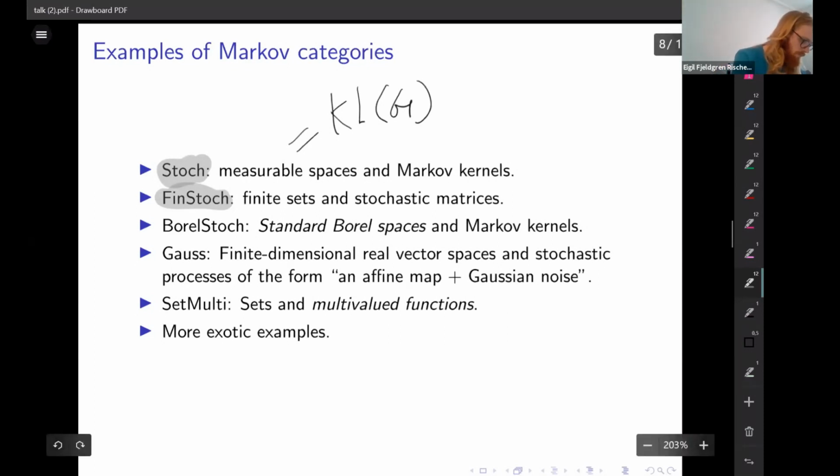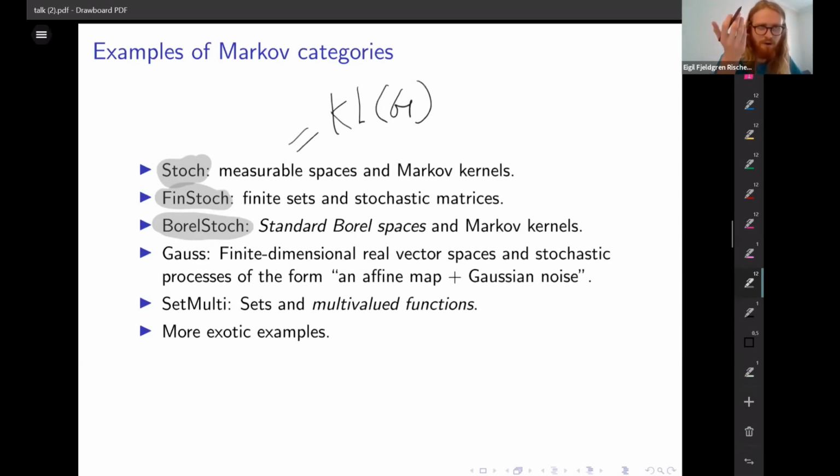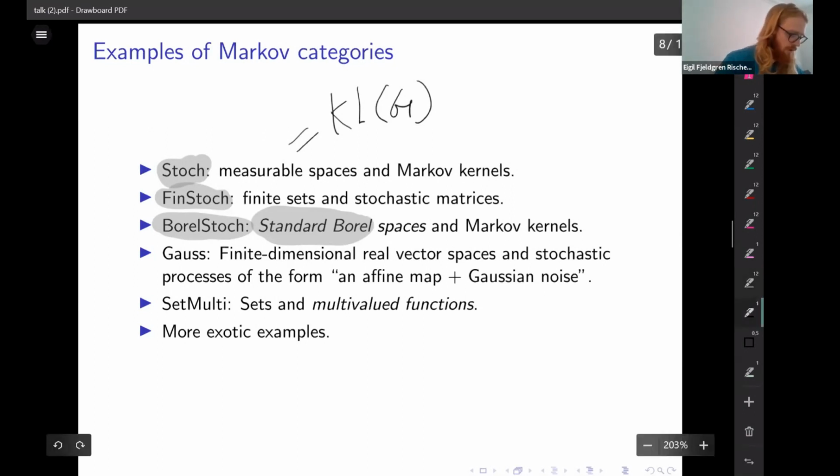All right, so then a slightly weirder example, or maybe less familiar, at least in this context, is this thing called BorelStoch, which is the category, again, of measurable spaces and Markov kernels, but here we only consider spaces that are so-called standard Borel, which is a nice class of measurable spaces that's closed under almost everything you'd want to do, and also has good theoretical properties. If you don't know what that is, don't worry about it. So these are all full subcategories of Stoch.